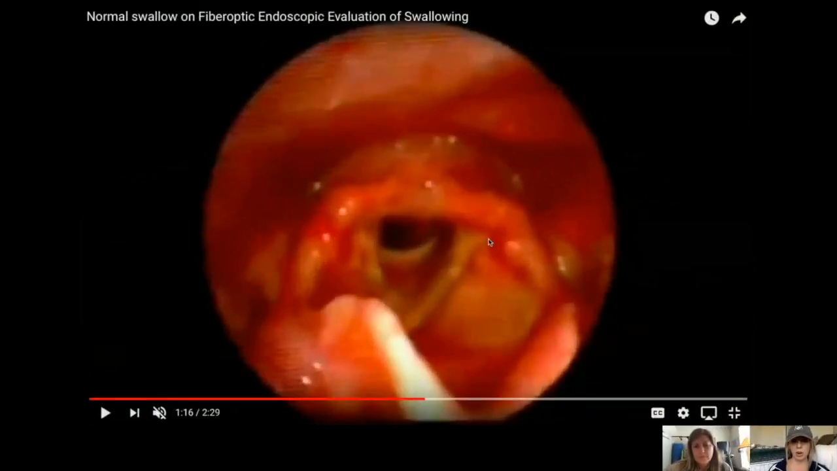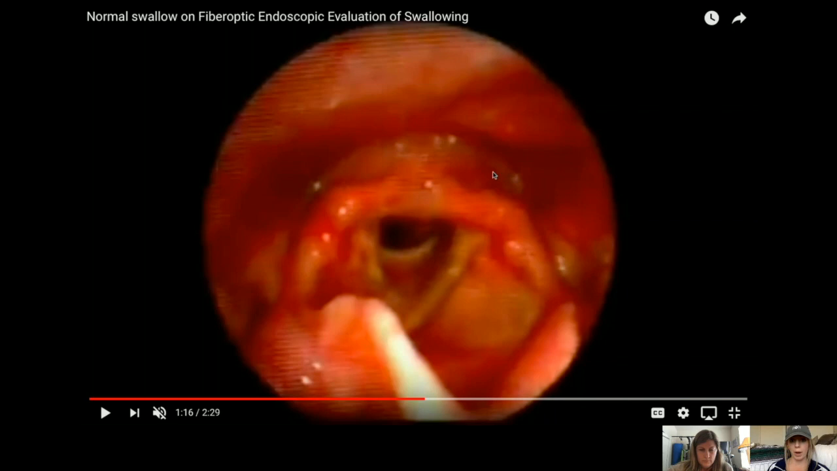Okay, so we're going to get started by looking at the structures that are in your throat using the FEES. So we just went in through your nasal cavity, up through your nose, and this is your throat. If you look back here, this is what we call the posterior pharyngeal wall. But like I said, you can kind of think of it as the back of your throat just to get yourself oriented. Then moving forward, down here is where your esophagus is.